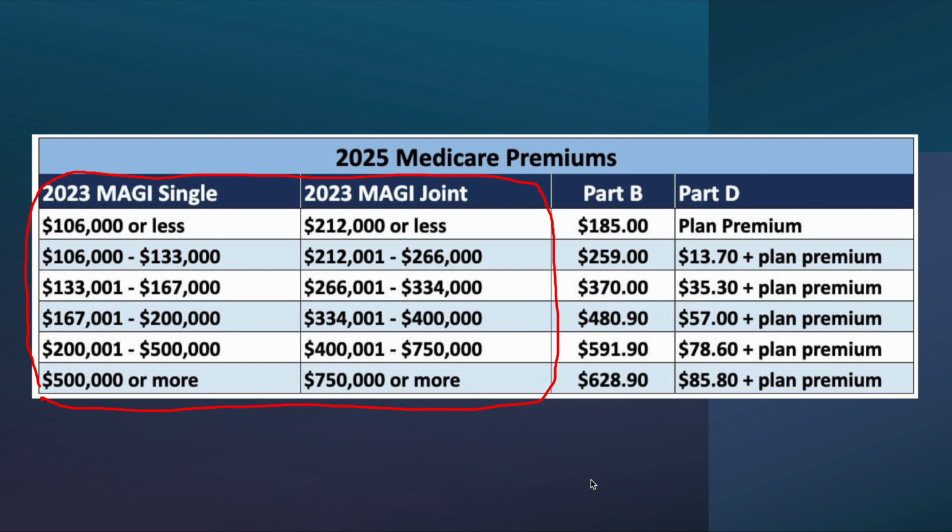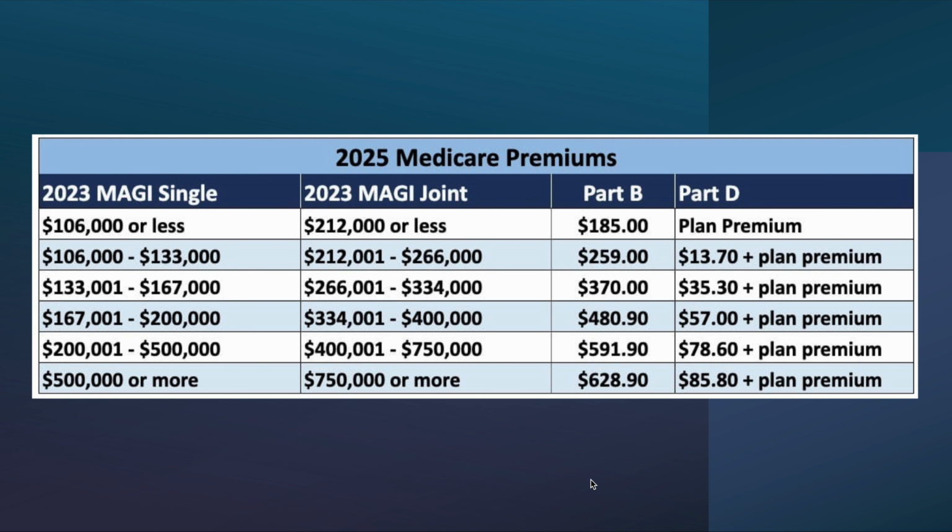The second column is for folks who are married. It starts here at this $106,000 range for folks who are single, 212 for those who are married, and goes all the way up to 500,000 for single folks and 750,000 for those who are married.